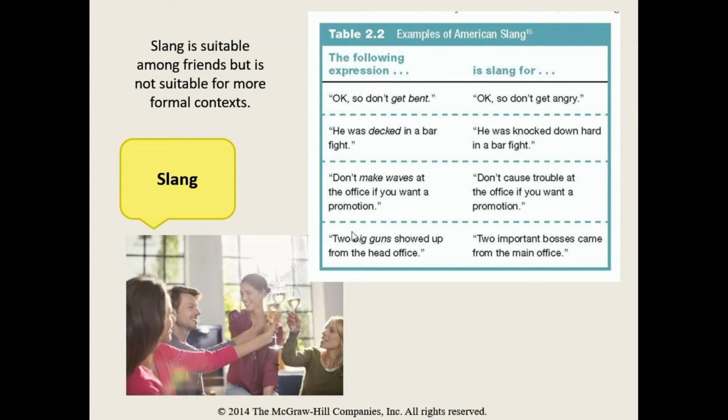Two big guns showed up from the head of the office is probably something you do not want to say at your workplace because that connotes there might be a live shooter. So we need to be careful about this. One of those weird things that's going on right now. Two important bosses came from the office. Okay. Two big guns. That's about World War II-ish, maybe World War I-ish. So it goes way back, 100 years it's probably been going on.